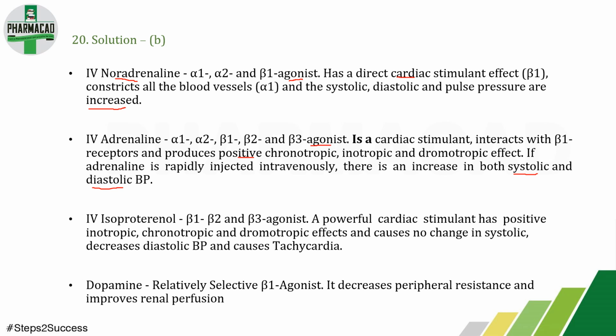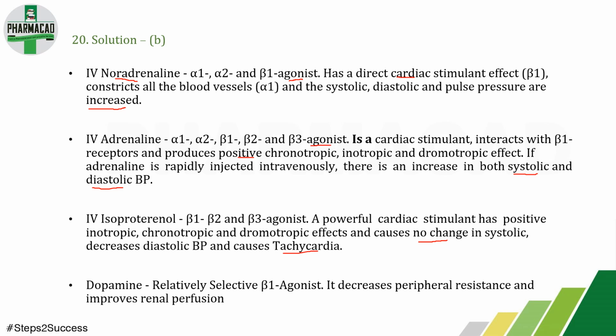Okay. Then we have isoproterenol as an IV. It is a beta 1, beta 2 and beta 3 agonist. So it is just acting on the beta receptors. It is a powerful cardiac stimulant, has positive inotropic, chronotropic and dromotropic effects, and it causes no change in the systolic, but it decreases the diastolic and causes tachycardia. Tachycardia, that is increase in the heart rate and increase in the blood pressure.